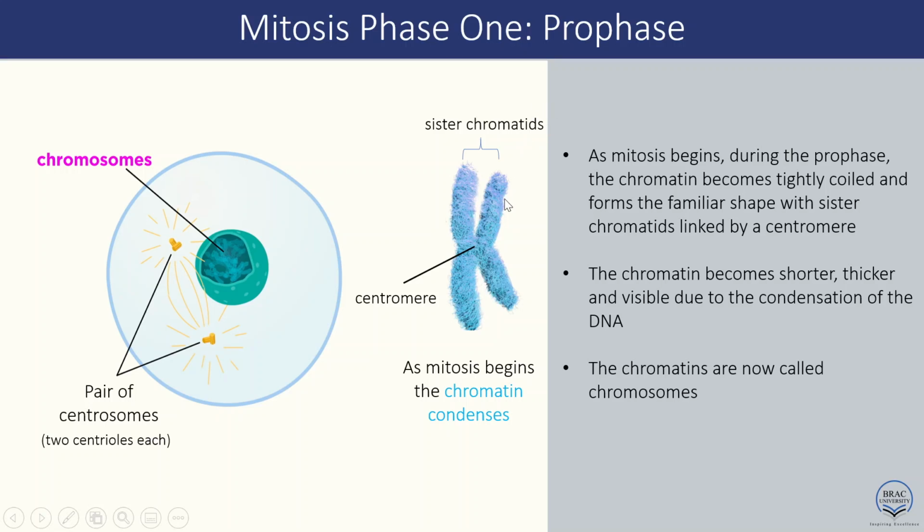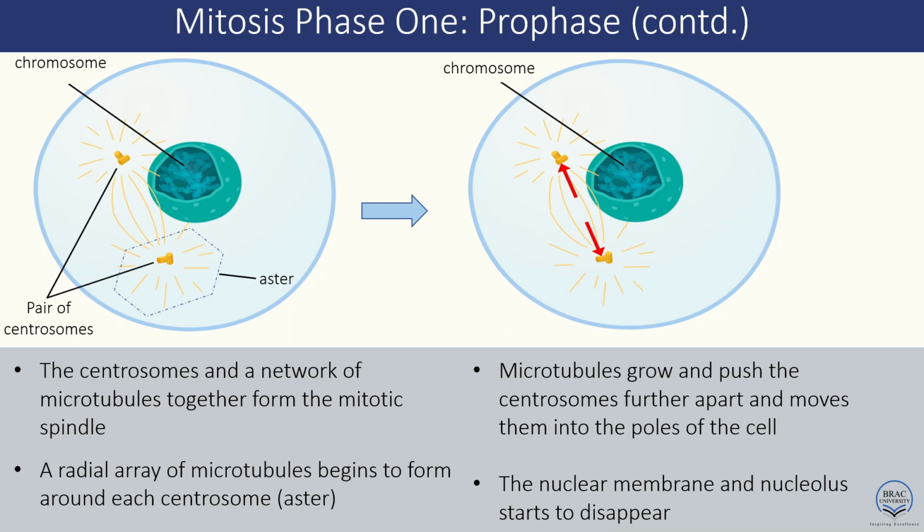The sister chromatids are joined together in the prophase, because in the anaphase we will see these two sister chromatids separate. Also in the prophase, the nuclear membrane and the nucleolus start to break down. It's a continuation of the prophase.